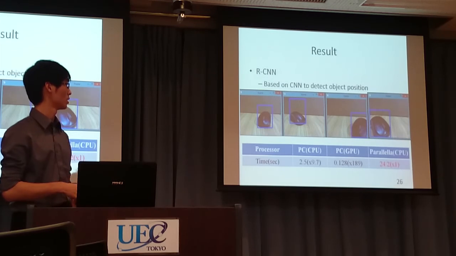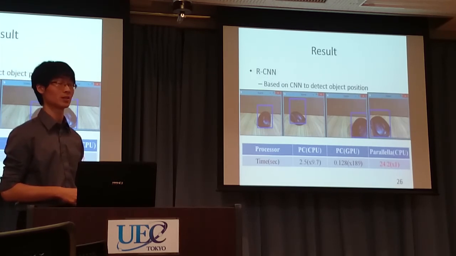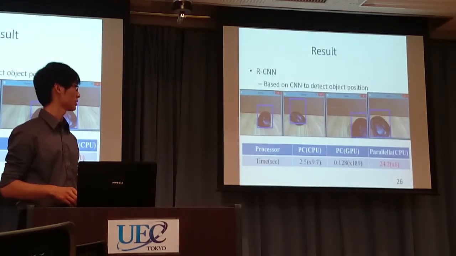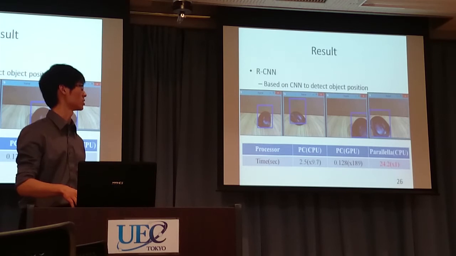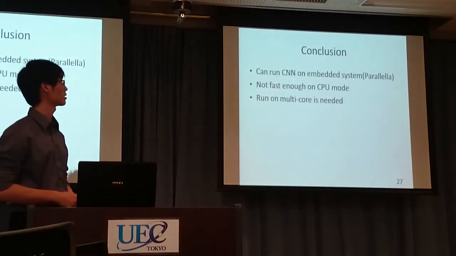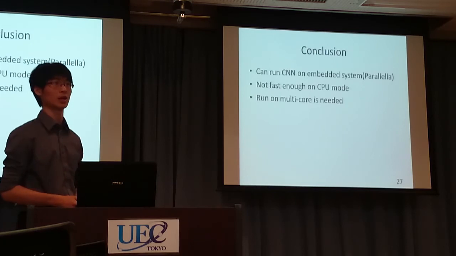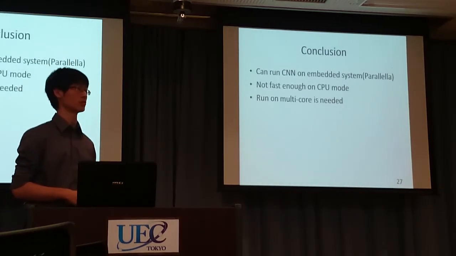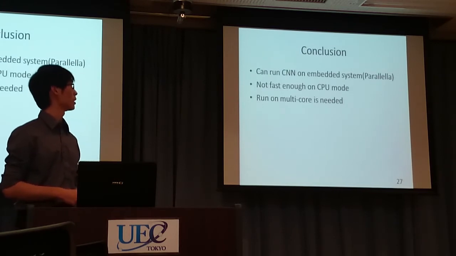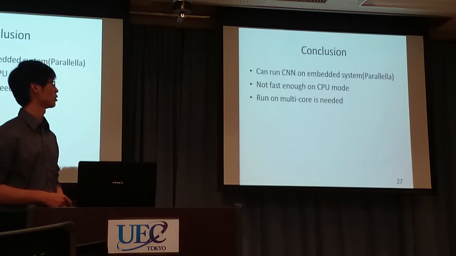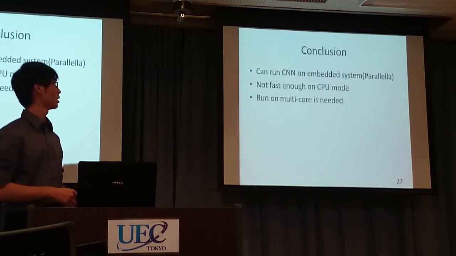The GPU is 189 times faster than the parallel board. The CPU is almost 10 times faster than the parallel board. The conclusion is that I can run the CNN on the embedded system and successfully transplant the CAFFE library into the embedded system. But the CPU mode is not fast enough, so I have to run it in multi-core.